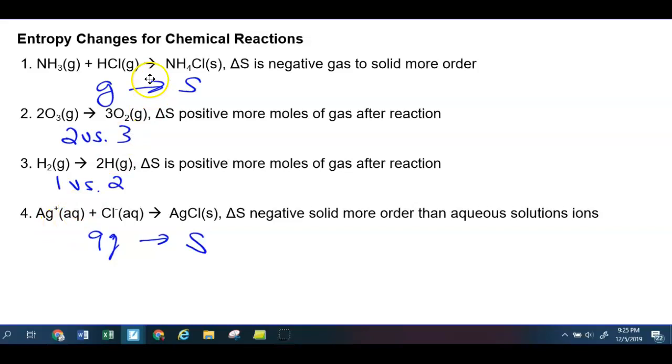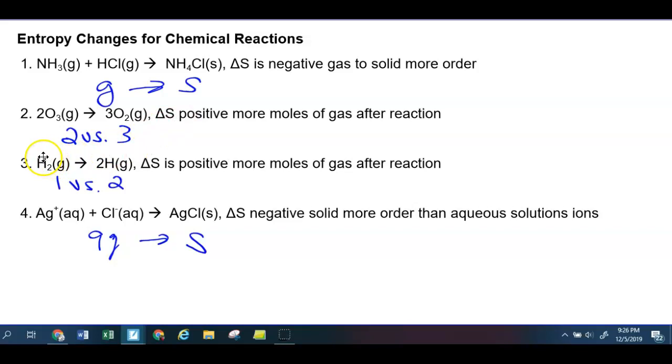So here are some specific examples. We have gases going into a solid, so that's becoming more ordered. Delta S is negative. I have 2 moles of gas on this side of the reaction versus 3 moles of gas on this side. So delta S is positive, or it's becoming more random.